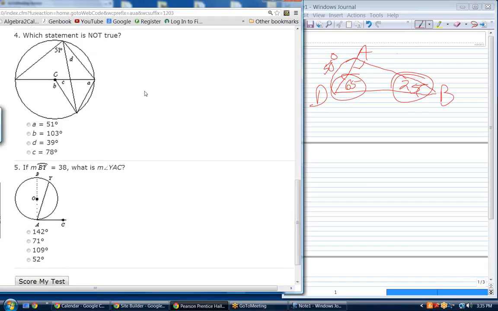Which statement is not true? Okay, let's examine every statement. Let me turn my camera off. I'm getting messages that I'm overloading my computer.